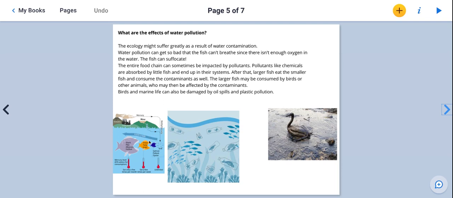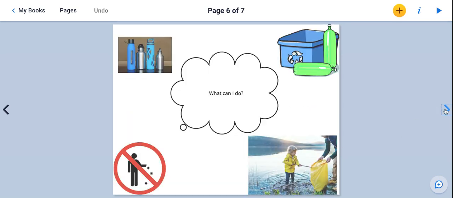So imagine that there's a little fish in the ocean and it eats a chemical that's been sent out by a factory or by a farm, and that's eaten by a bigger fish, and that's eaten by a bigger fish, and that bigger fish is eaten by a bird, or it's eaten by us. That can cause us and birds and larger fish to be contaminated too. Birds and marine life can also be damaged by oil spills and plastic pollution.